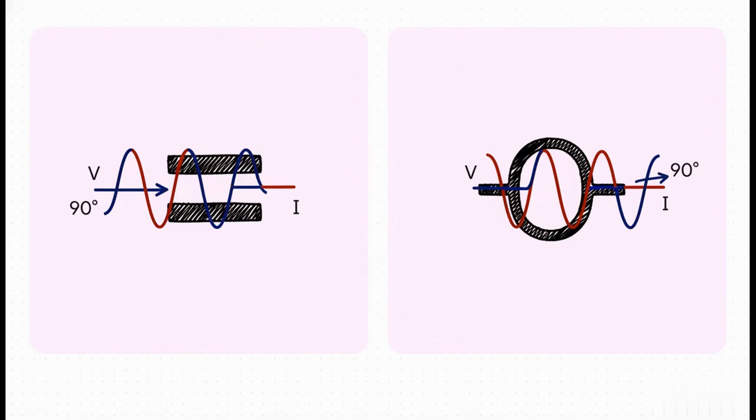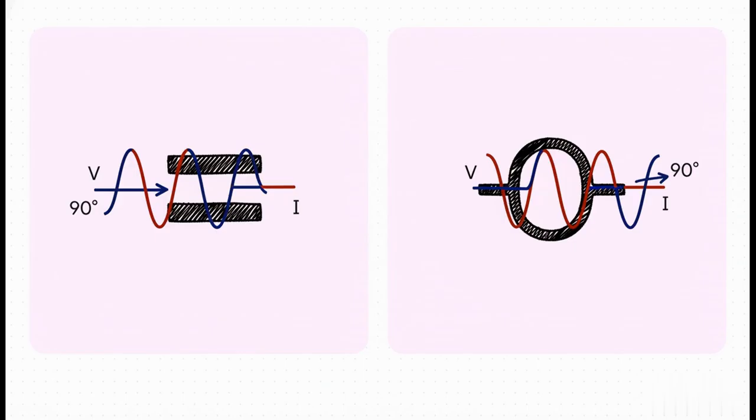But then you have the more, let's call them the creative dance partners, capacitors and inductors. These guys actually change the timing on purpose. In a capacitor, the current always jumps ahead of the voltage. It leads by a perfect 90 degrees.